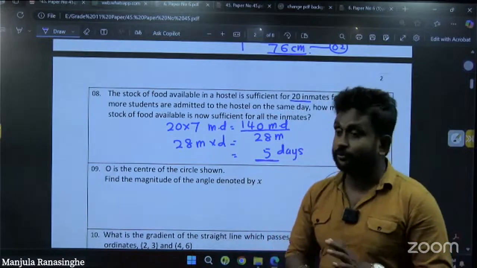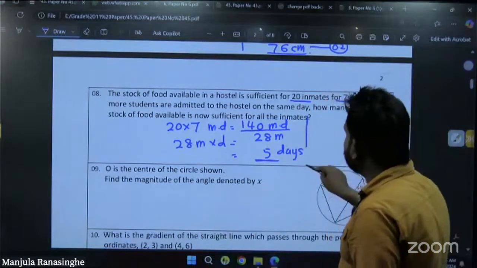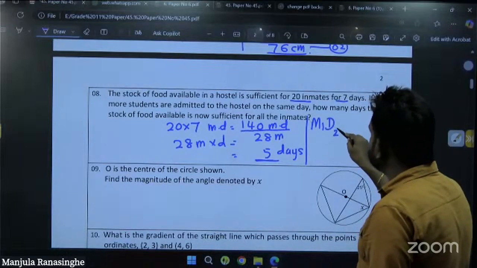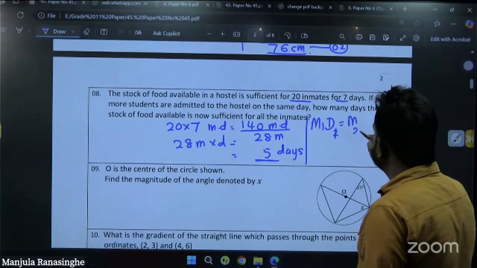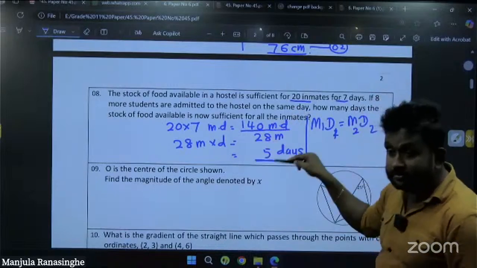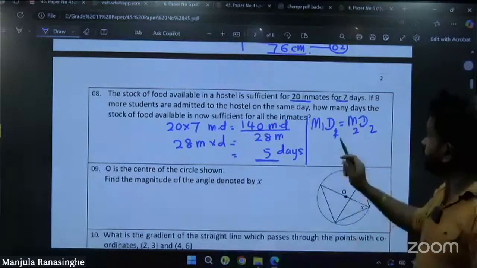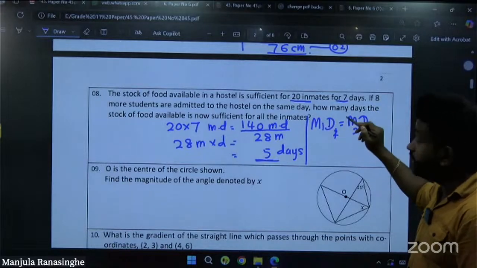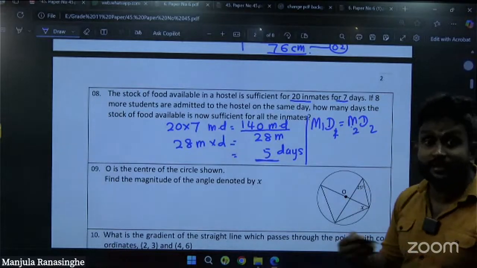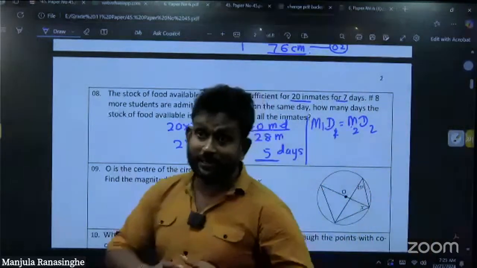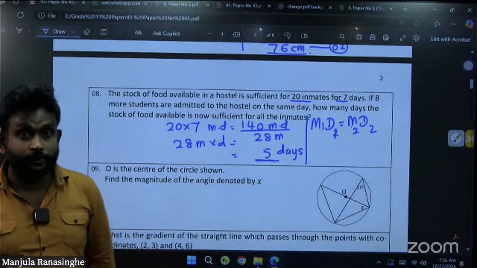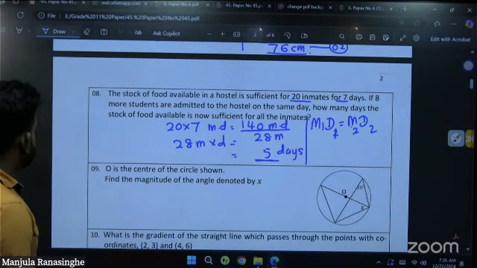Okay. So my equation, you know, is M1D1 equal to M2D2. Right. If you are not okay with the concept, you can apply this equation. M1 means first case men into the first case days equal to second case men into second case days. That has to be equal. Why? The same amount of food is shared between the two scenarios.